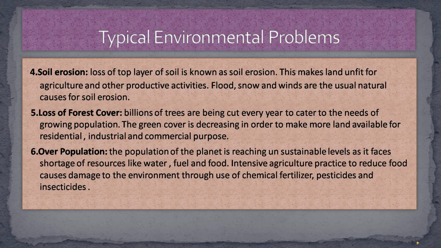The green cover is decreasing in order to make more land available for residential, industrial and commercial purposes. It means forest land is being used for residential purposes and also for industrial and commercial purposes. Next, another environmental problem is overpopulation.